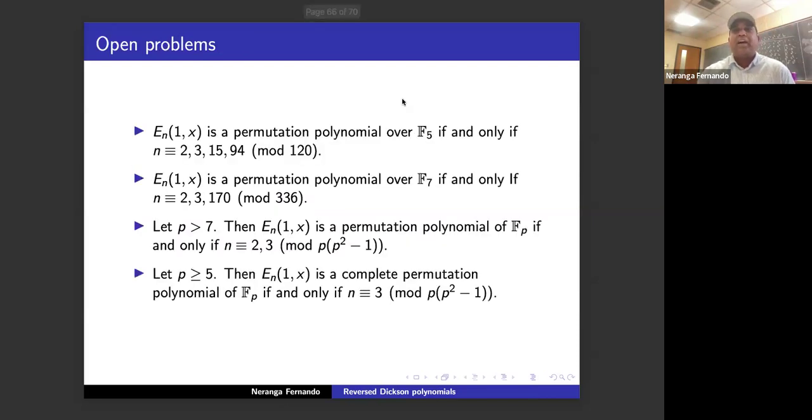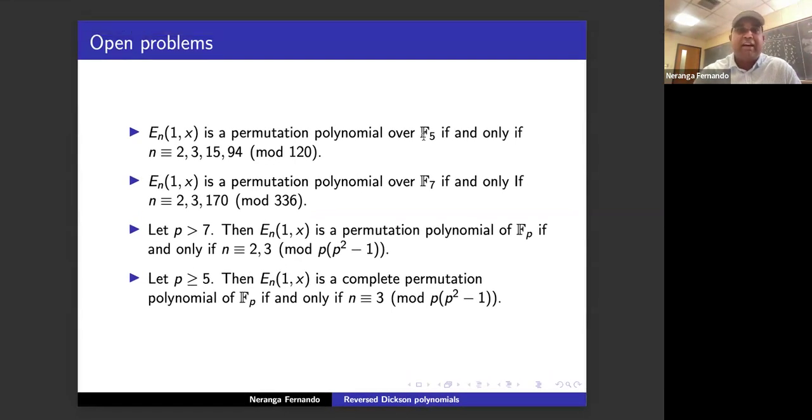I said in the abstract I would talk about some open problems, and here are some open problems. In that project with my two students, we showed that these indices are sufficient for the second kind to be a permutation polynomial. Proving that they are necessary is an open problem.